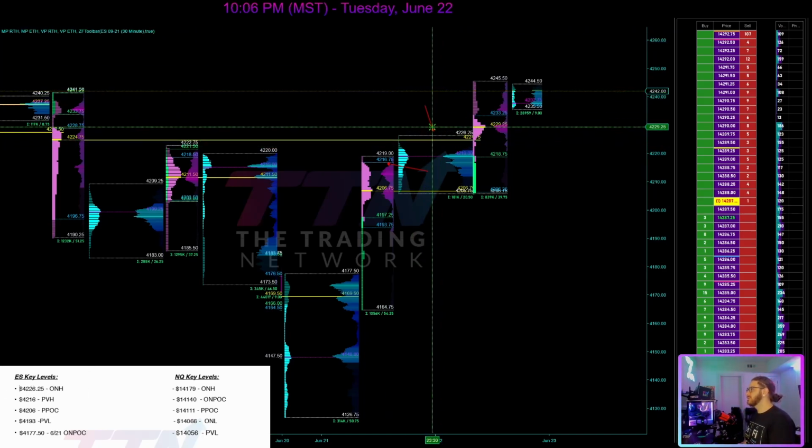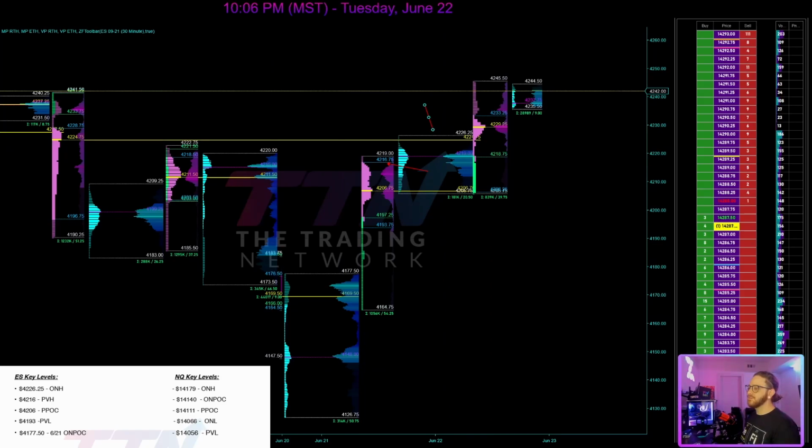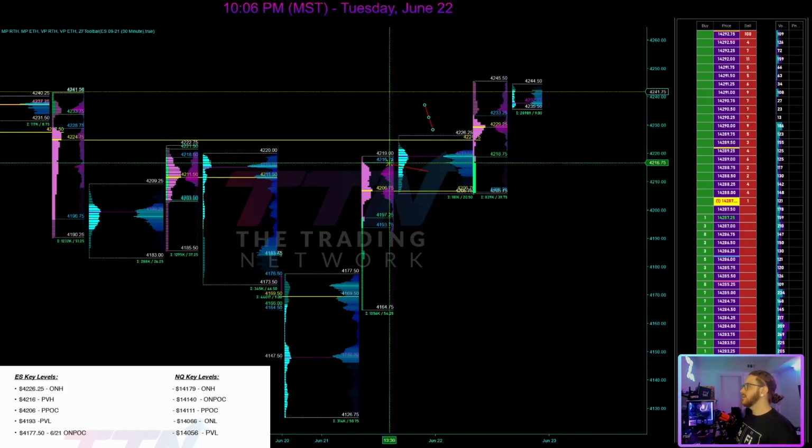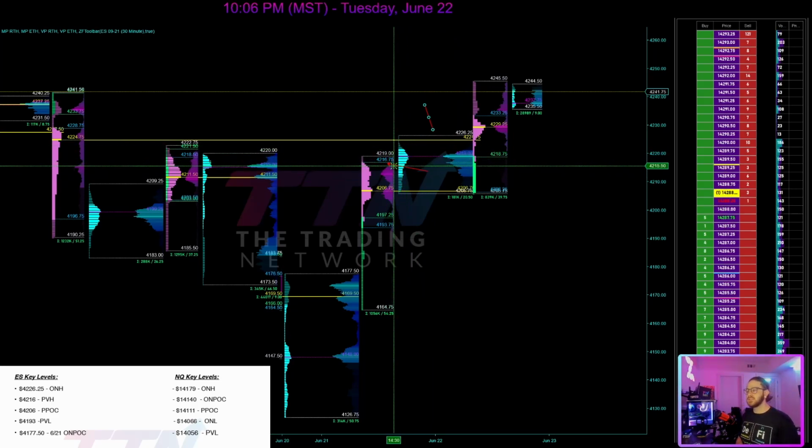The first key level that I was looking at was 42.2625. That was the most recent overnight high. You can see that level right here. Second key level I was looking at was the prior value area high, which was at 42.16.